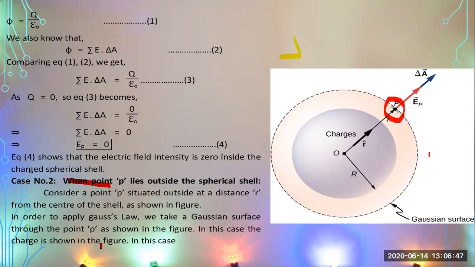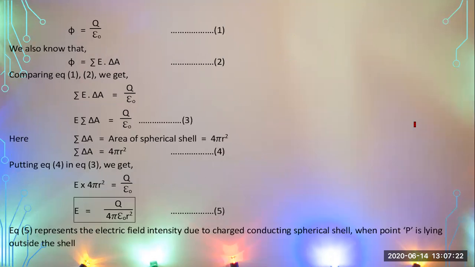In this case, the charge is shown in the figure. We will proceed to the next step, but first let's understand the area. This one is basically a point P, and electric lines of force are passing through that area. And this area is parallel to the electric lines of force. So, using the same conditions which we discussed during our previous classes, this will be our first step.